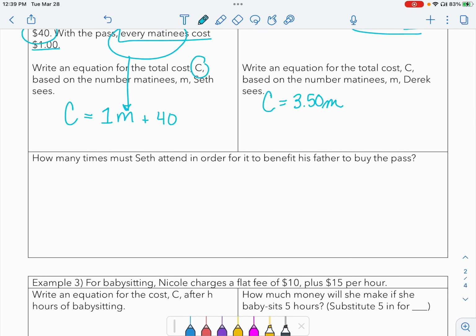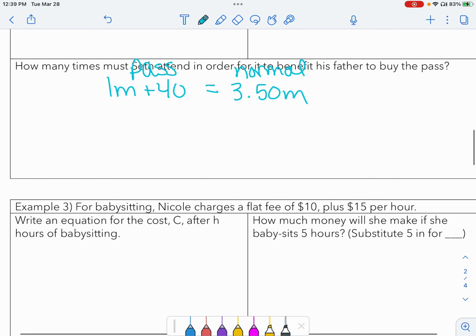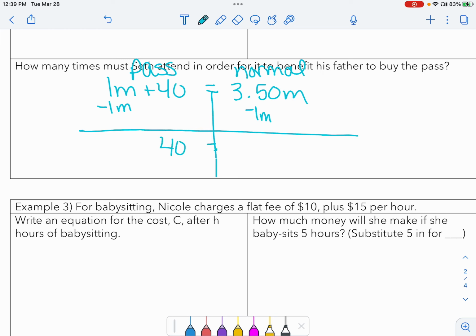How many times is Seth going to have to attend in order to benefit his father to buy the pass? So we are going to set those two things equal and figure out when the two are the same. So we're going to say, when does the pass equal the normal cost? And the normal cost is 3.50m. And now we have a basic algebra problem. Let's take the 1m to the other side by doing minus. That's 40 equals 2.50m. And divide both sides by 2.50.